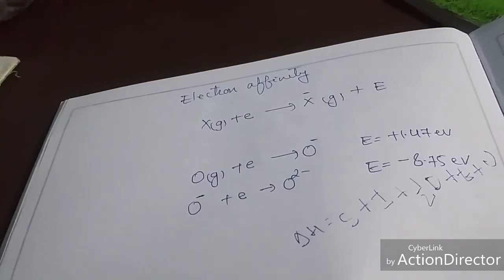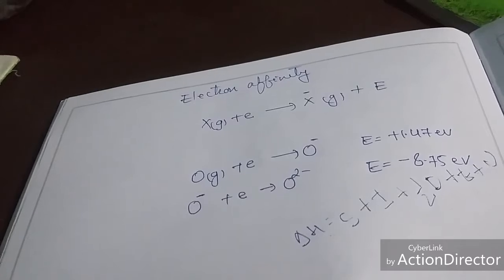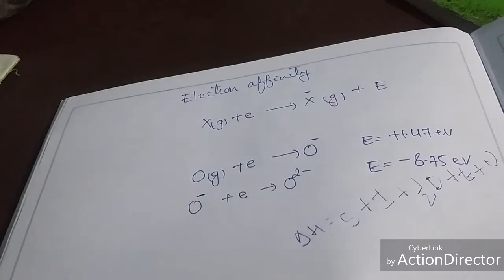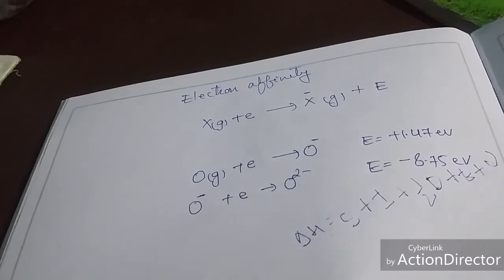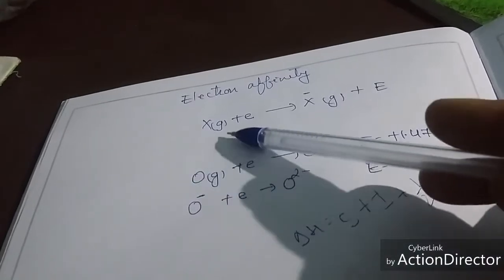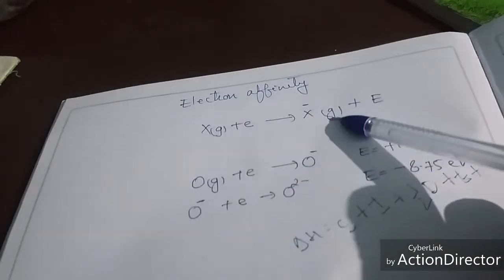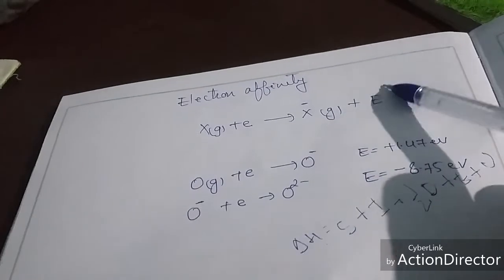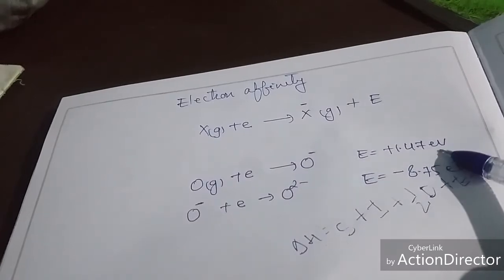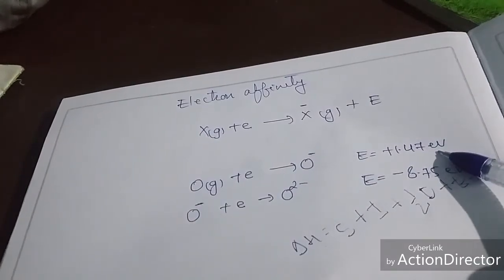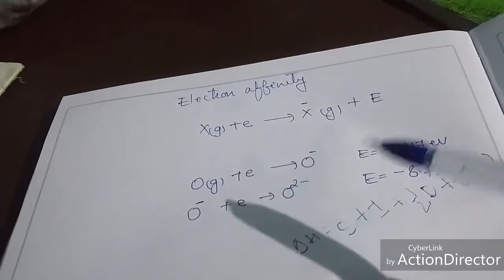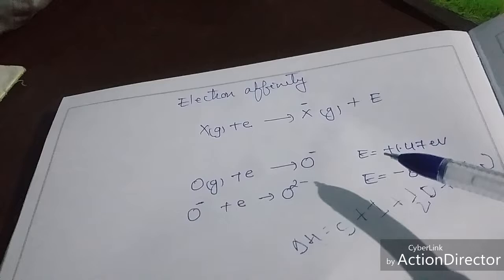Now let us discuss another property, that is electron affinity, which is nothing but the energy released when a gaseous atom accepts an electron, forming a gaseous ion. As you can see in the equation, the gaseous atom is accepting the electron and giving you a gaseous ion, and energy is released. So this energy which is released is the electron affinity. It is expressed in terms of electron volt.